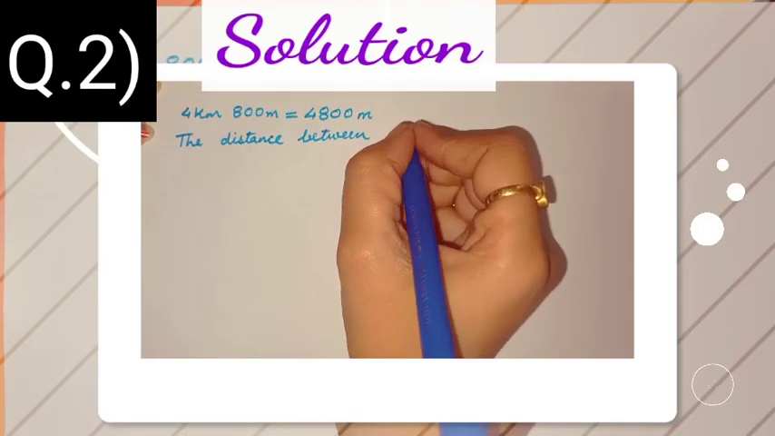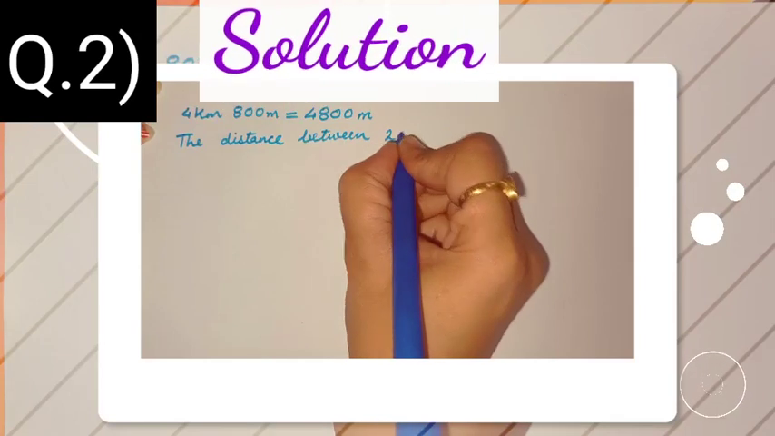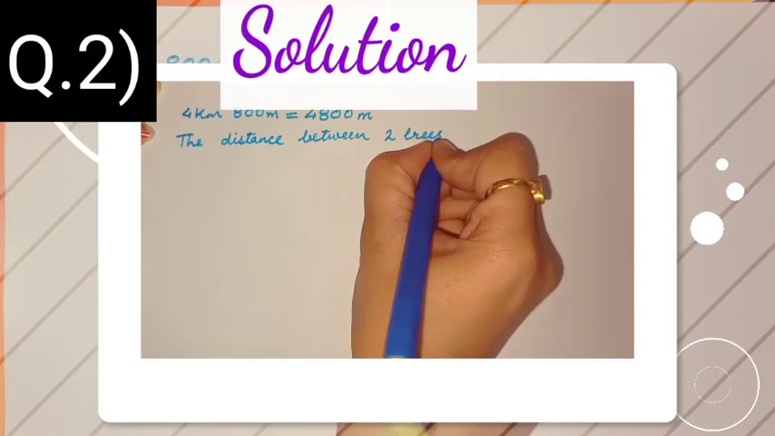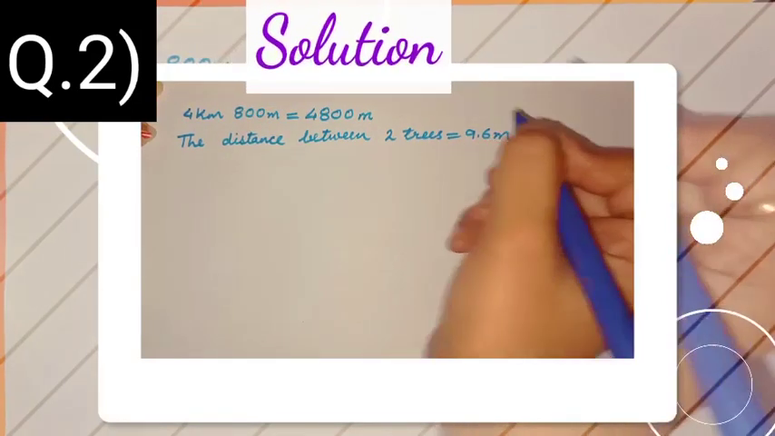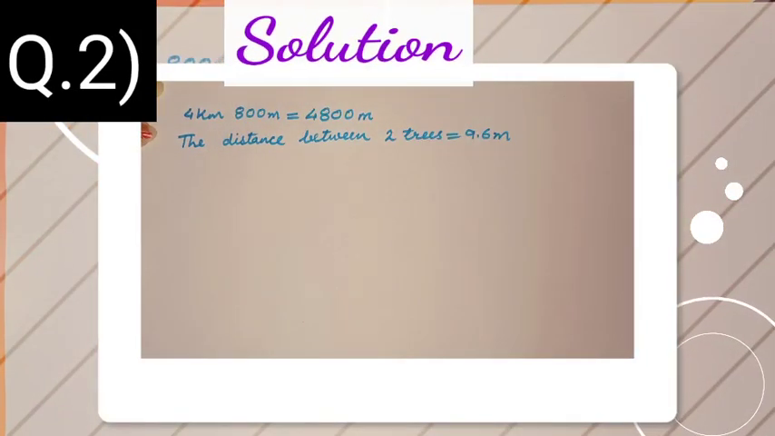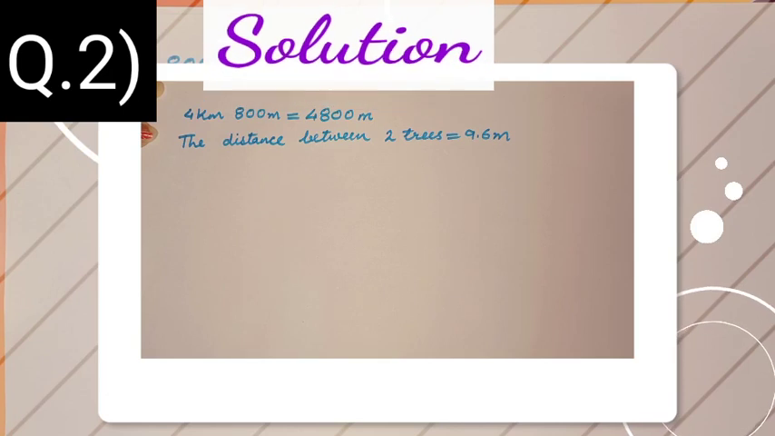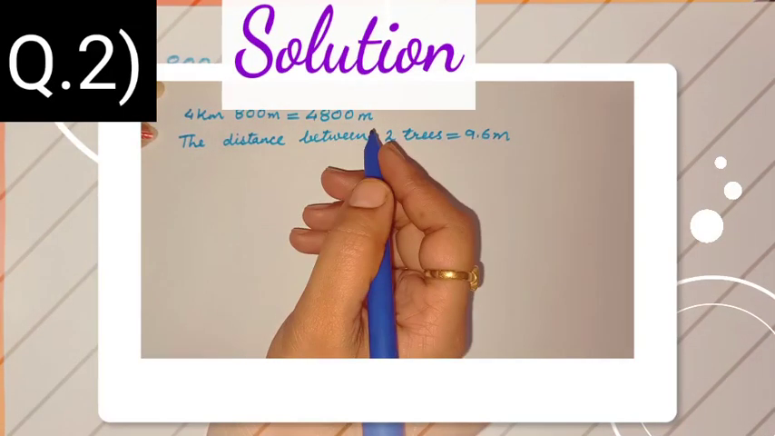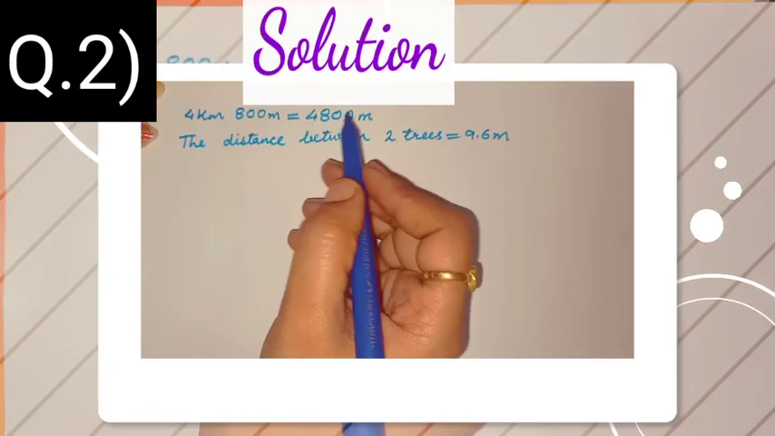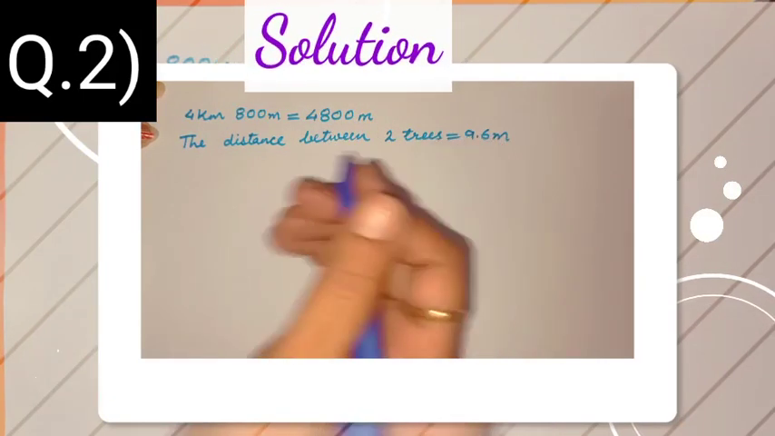The distance between two trees, how much is it? 9.6 meter. So the number of trees planted on one side is, on a 4800 meter long road.